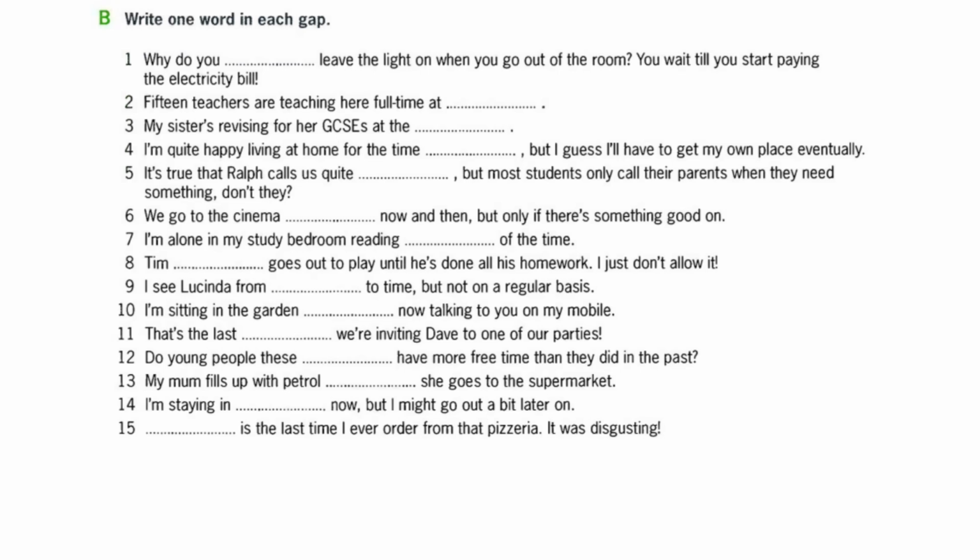For the first sentence, why do you always leave the light on when you go out of the room? Or, why do you often leave the light on when you go out of the room? An adverb like always or often works to show a repeated habit. How do we know that? From the statement that followed the question. You wait till you start paying the electricity bill. Which shows that the listener doesn't seem to care, so they leave the light on frequently. Moving on to the next sentence.